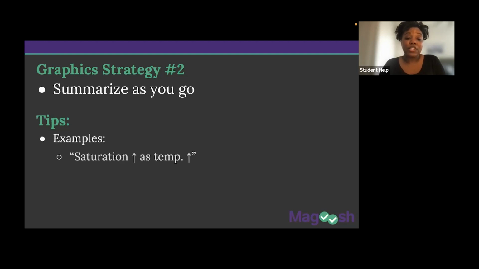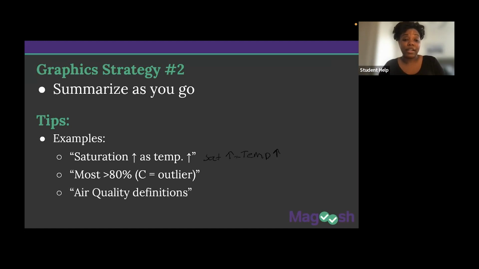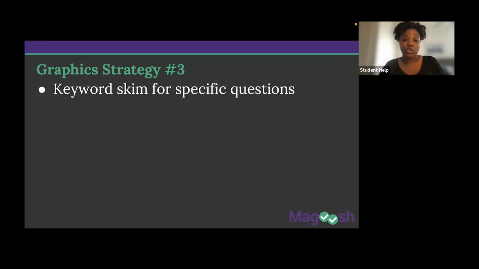All right, so some things you might summarize and some ways you might summarize, because it can be very time consuming to do that. So you can say saturation up as temp up. And I would even make this even shorter. I would say sat up, temp up, something like that. Okay, so you can make it even shorter. You might say something like most greater than 80%, or air quality definitions. Just something that kind of helps you orient yourself and know where to reference back in your review.